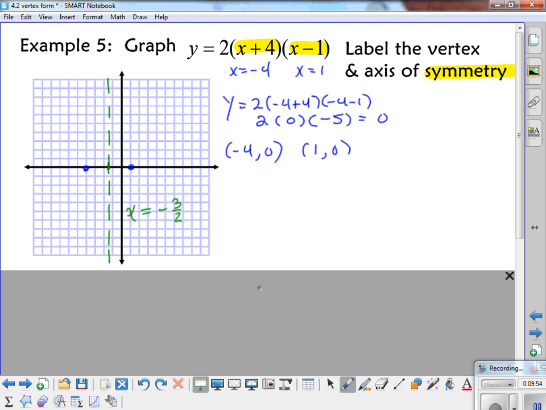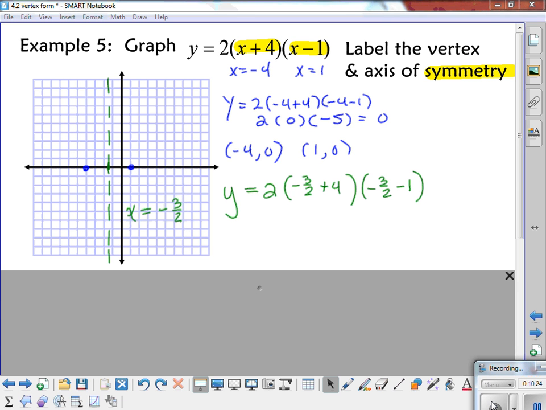You plug in the x that you just got. Exactly. So y equals 2 times negative 3/2 plus 4 times negative 3/2 minus 1. All right, why don't you guys see if you can figure out what y is? Okay, so if I could have your attention back.